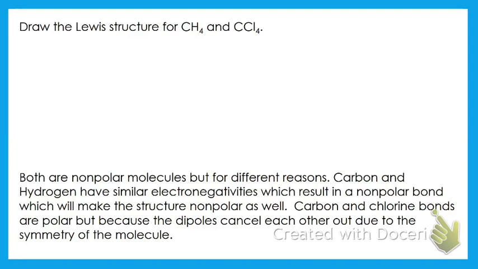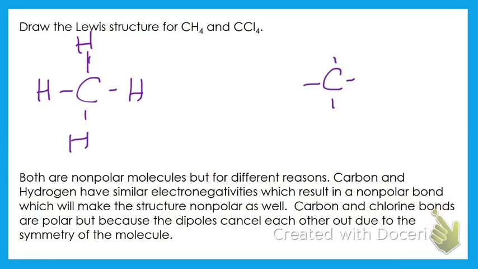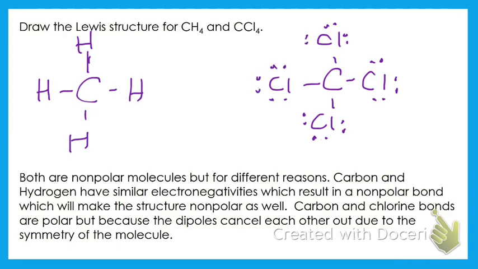Okay, so now we're going to draw the Lewis structures for methane, the easiest one, and for carbon tetrachloride. We need the lone pairs, but for this we actually don't need them to determine what we need to know. My dots are messy today.